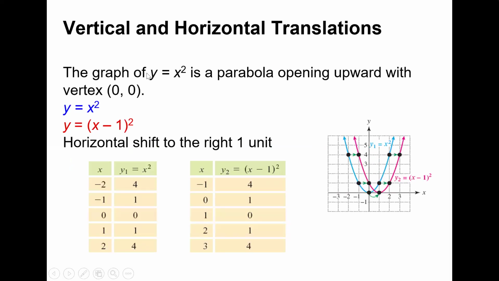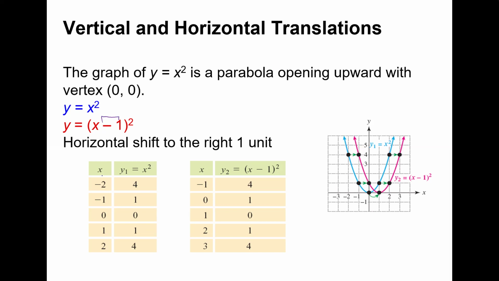Now, the graph of y equals x squared we know is a parabola opening up with that vertex. What if we have something like this? Instead of x squared, we have x minus 1, the quantity squared. What happens here? If we remember back to the first video I did, we said we shifted it to the right. If this is our original parabola, y equals x squared, and we move it to the right, that gives us x minus 1, the quantity squared.